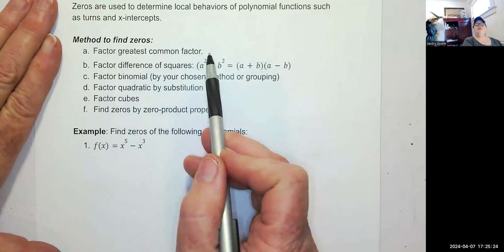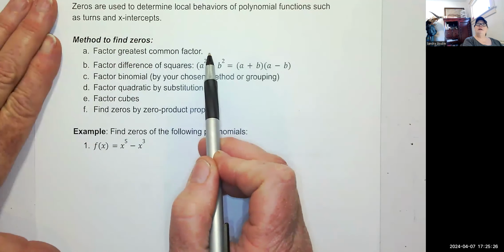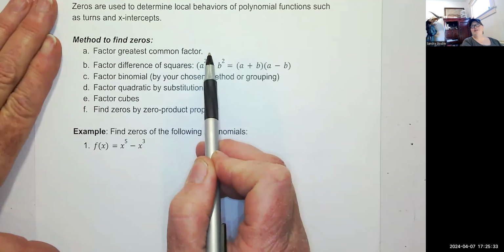Factor the greatest common factor. That's the first thing you should always do when you're looking at a polynomial, is to factor out what they have in common. What do the terms have in common? That will make the rest of your job in factoring easier.